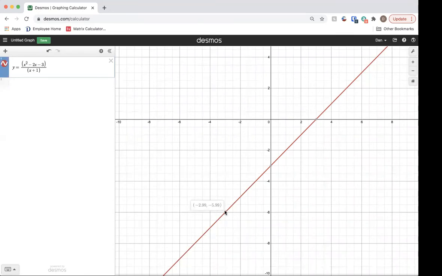I'm trying to get exactly to the point 3. Sorry, I meant the point minus 1. If you get exactly on that, it's undefined. And so if we do the graph y equals x minus 3, you're going to see it looks exactly the same, like exactly the same. Okay.